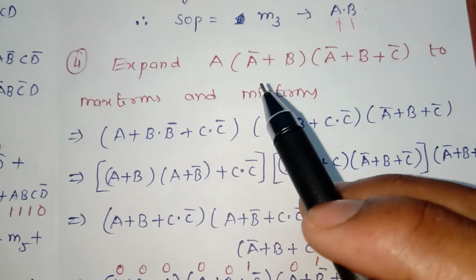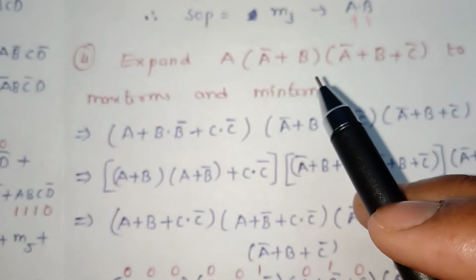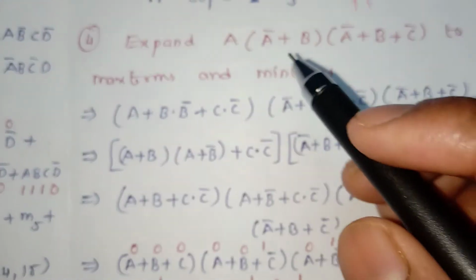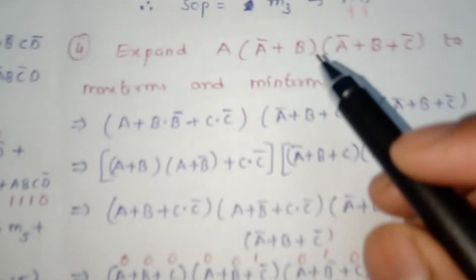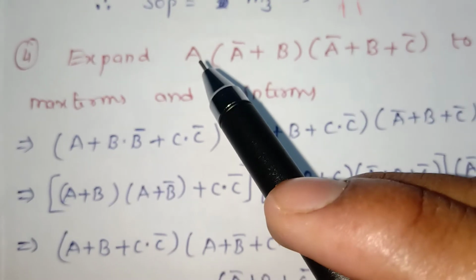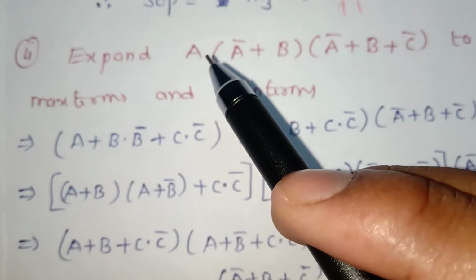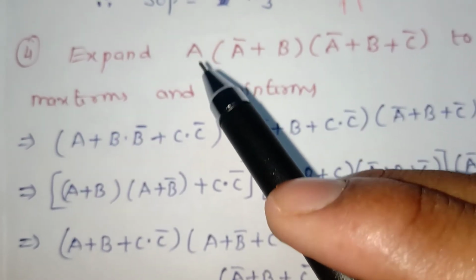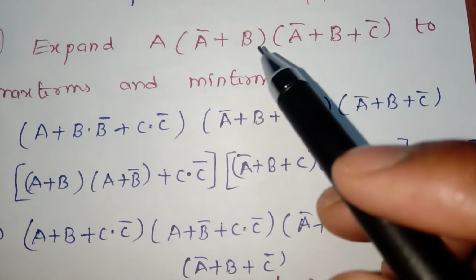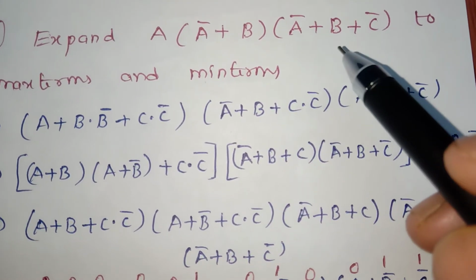Now see this question. Expand A into A bar plus B, A bar plus B plus C bar to maxterms and minterms. If you observe, it contains three variables in the question. Therefore, this A is going to be a single variable. Therefore, we have to add plus B into B bar plus C into C bar for this one. And for this one, we have to add plus C into C bar. For this one, no need to add.